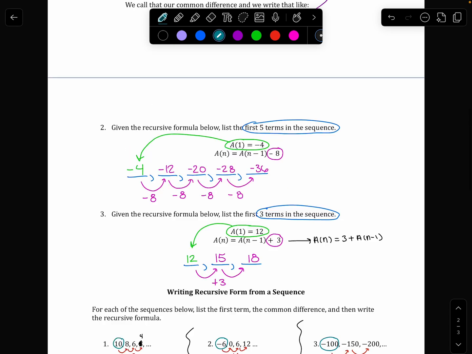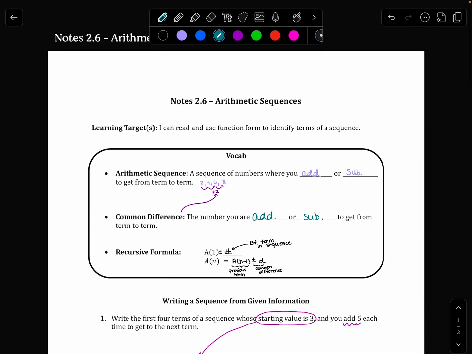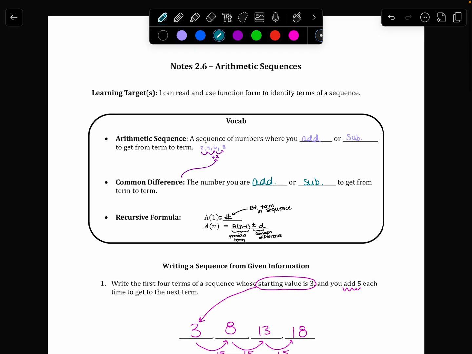my 2.6 notes assignment. So I will fix all of those mistakes that I had in here prior to you seeing it. I apologize. Everybody makes mistakes, even your teachers.